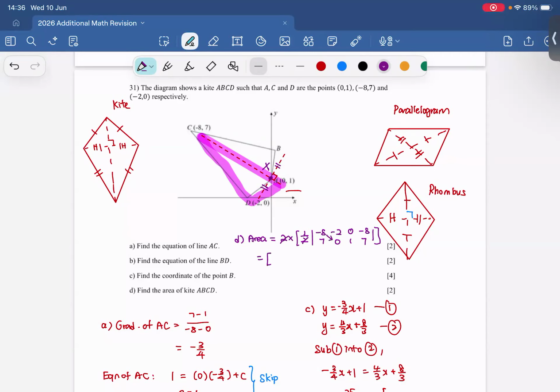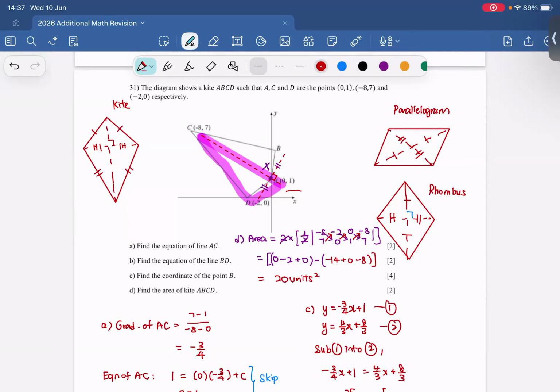So going down, -8 times 0, -2 times 1, 0 times 7. Then after that, minus away all the going up: 7 times -2, 0 times 0, 1 times -8, -8. Okay, so if you calculate, this will be 20 units squared.